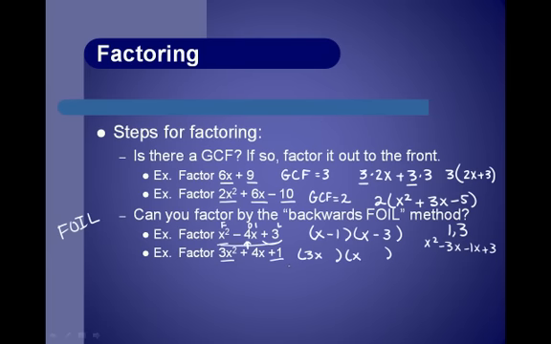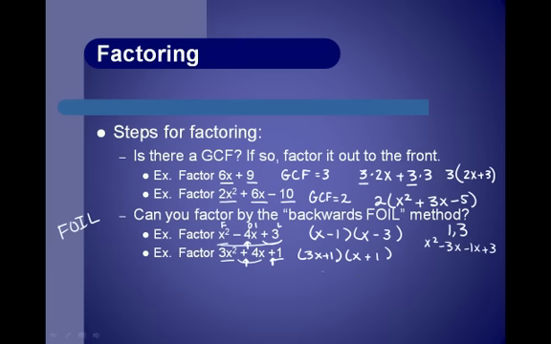The last two terms have to multiply to give us a positive 1. Well, the only numbers that are going to multiply to give us positive 1 are 1 and 1. Because it's a positive, they're both positive or both negative. The outers and the inners have to add to give us a positive 4x. Well, if the signs are the same and they have to add to give us a positive 4x, that means we've got a plus 1 for each term.